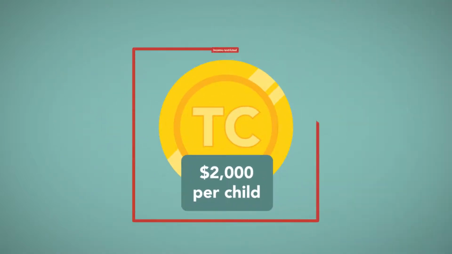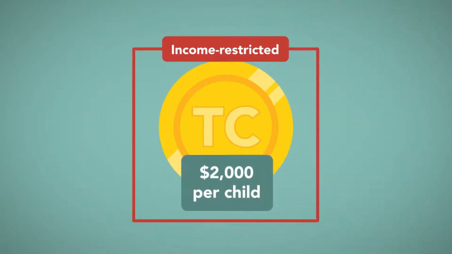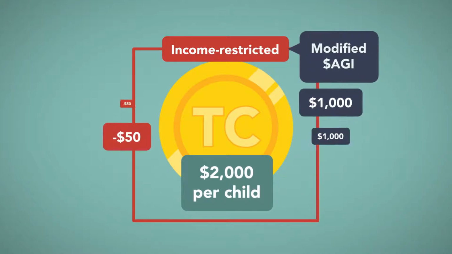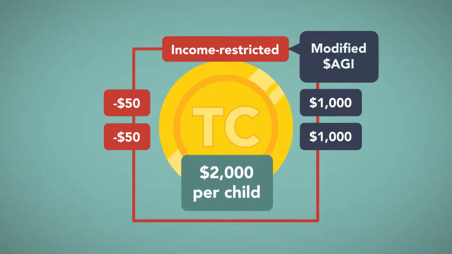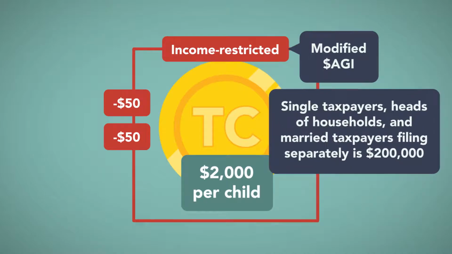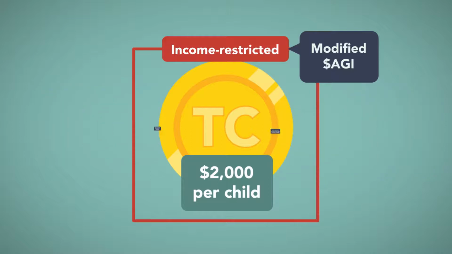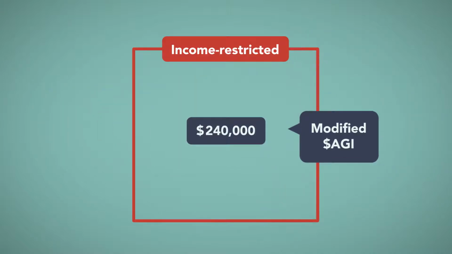This tax credit is income restricted, based on the amount of the taxpayer's modified adjusted gross income. The credit is reduced by $50 for every $1,000 the taxpayer's modified adjusted gross income exceeds the threshold amount. The threshold amount for single taxpayers, heads of households, and married taxpayers filing separately is $200,000 and $400,000 for married couples filing jointly. Thus, the credit disappears when the modified adjusted gross income exceeds $240,000, or $440,000 for married couples filing jointly.